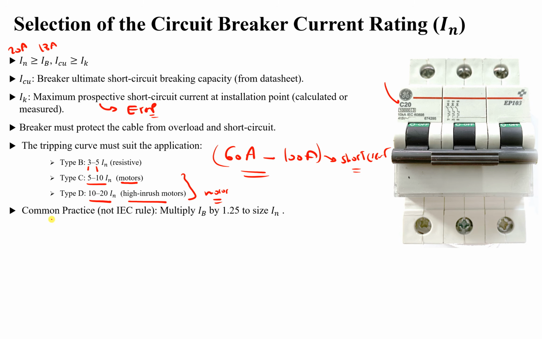Now, there is a common practice, which is not an IEC rule, not inside IEC, that when we select IN, we take 1.25 multiplied by the rated current. Now, one important part here: this rule is not inside IEC. In IEC, just take IB and find IN greater than it, without the 1.25. Now, where did 1.25 even come from?